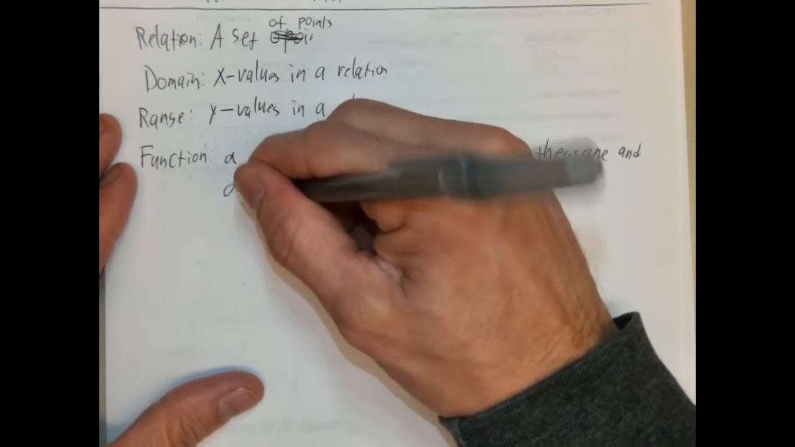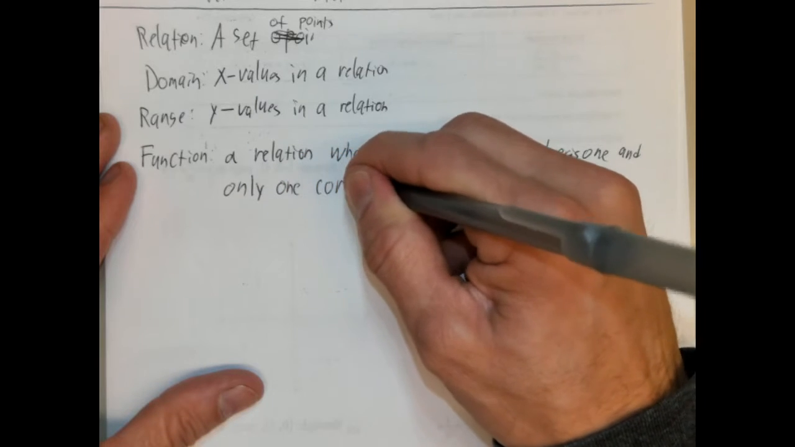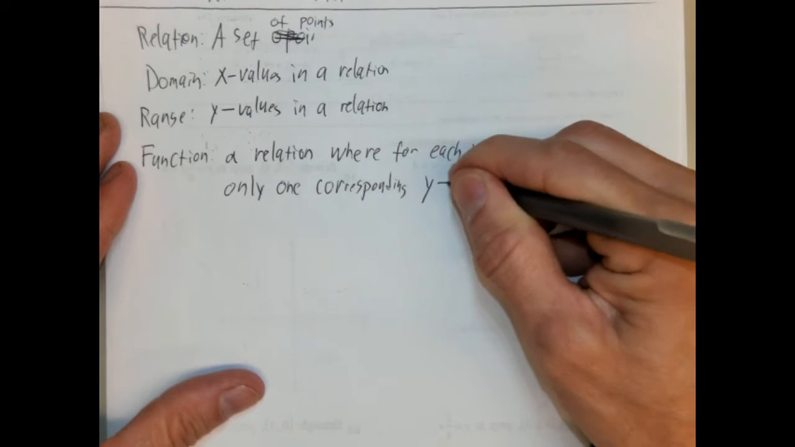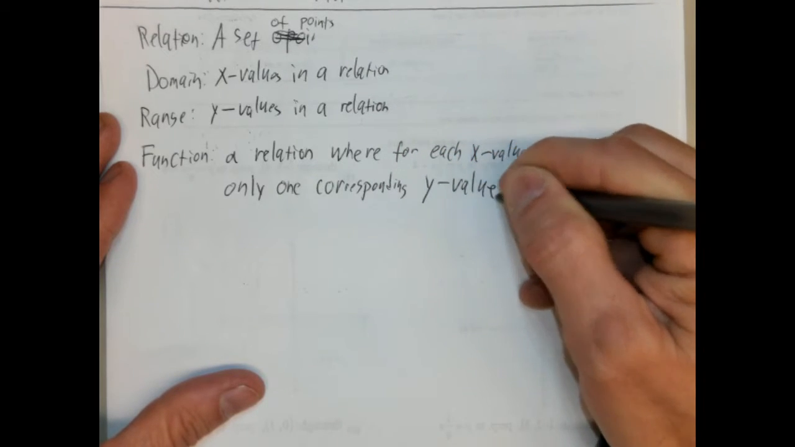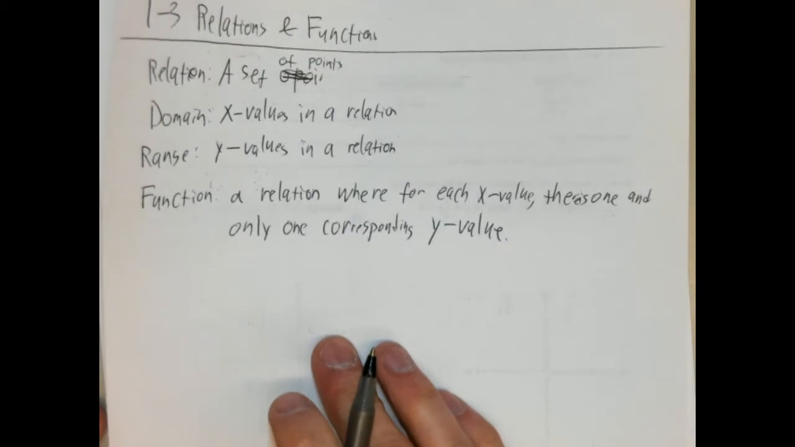corresponding y value. What does that mean? That means that the x values essentially do not repeat.